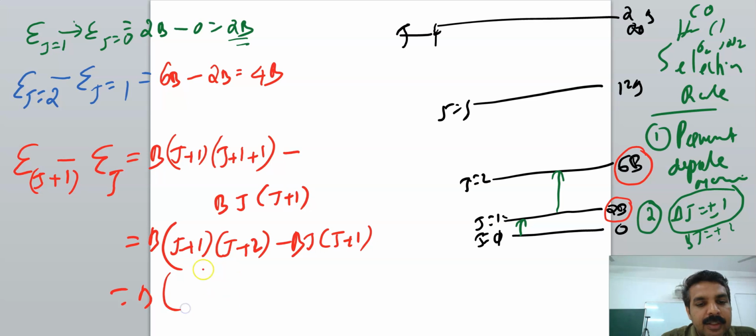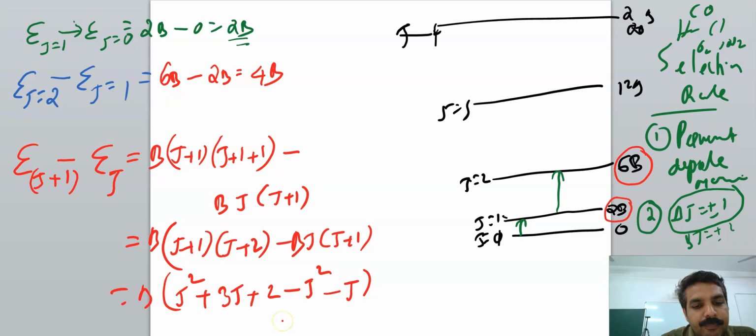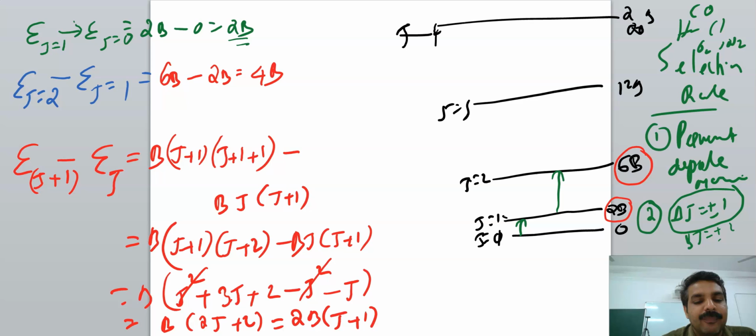B we can take outside. J plus 1 into J plus 2 is J square plus 3J plus 2, minus J square minus J. J square is cancelled, and 3J minus J is equal to 2J, so 2J plus 2. So we get B into 2J plus 2, which we can write as 2B into J plus 1. So that is the equation to calculate the energy of the transition from any level to the next higher level: 2B into J plus 1.